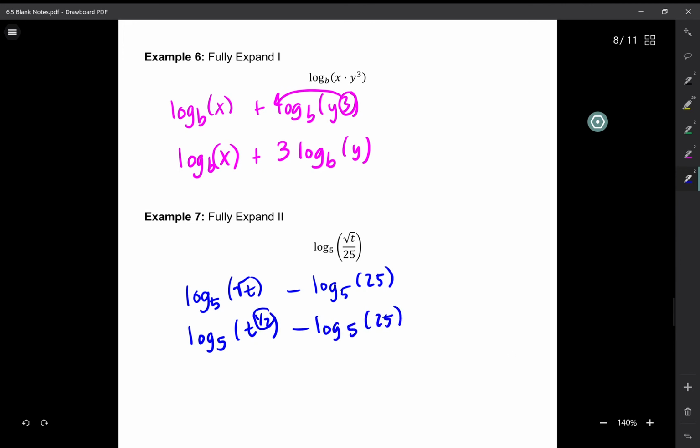Using my power rule, the 1/2 comes out front: 1/2 log base 5 of t minus, well, what power do you put on 5 to get to 25? That's 2. So log base 5 of 25 is just equal to 2.